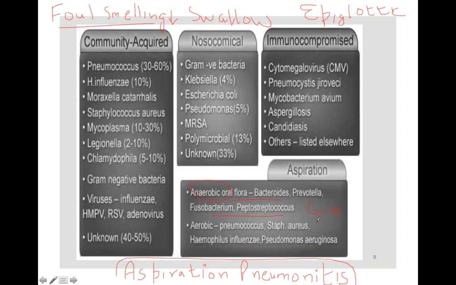So there is an aspiration of gastric secretions. These gram negatives, like E. coli, are present in the intestine, so these are the main cause. Also mouth anaerobes, oral anaerobes, and also gram negatives.